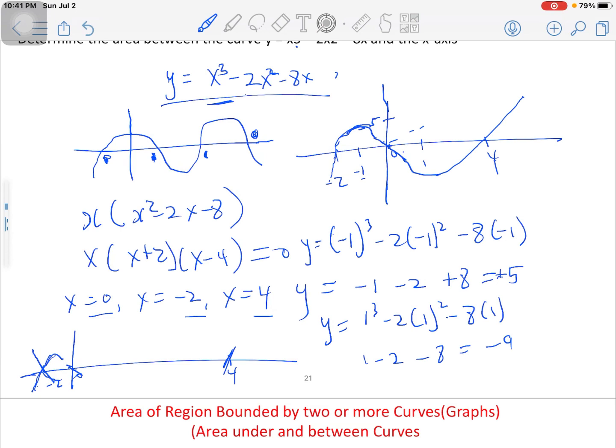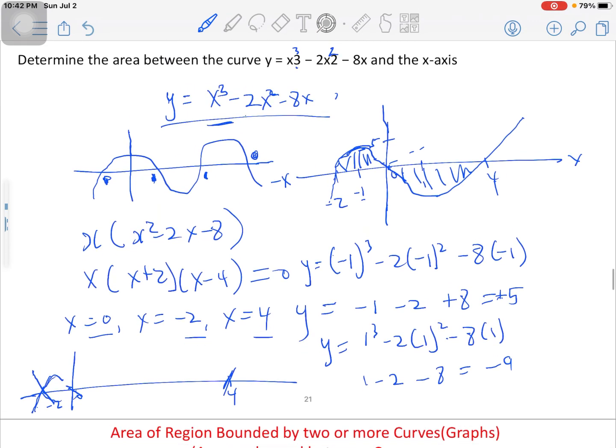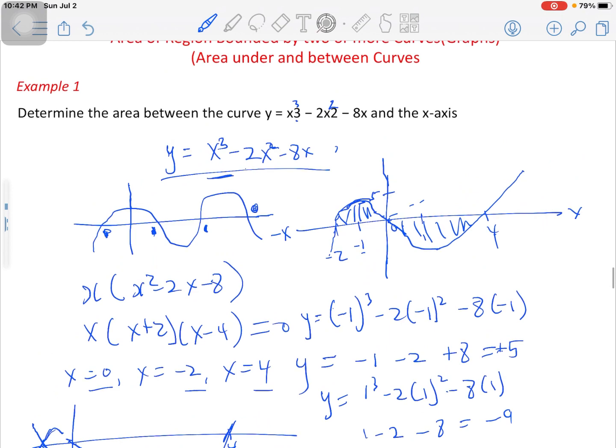So in this case, the area that they are asking us to determine is the area between the curve and the x-axis. So when we are trying to shade that area, this is the x-axis, remember. So the area will be here and then this place. So this is how we were able to come up with a graph. So let me go over it again.